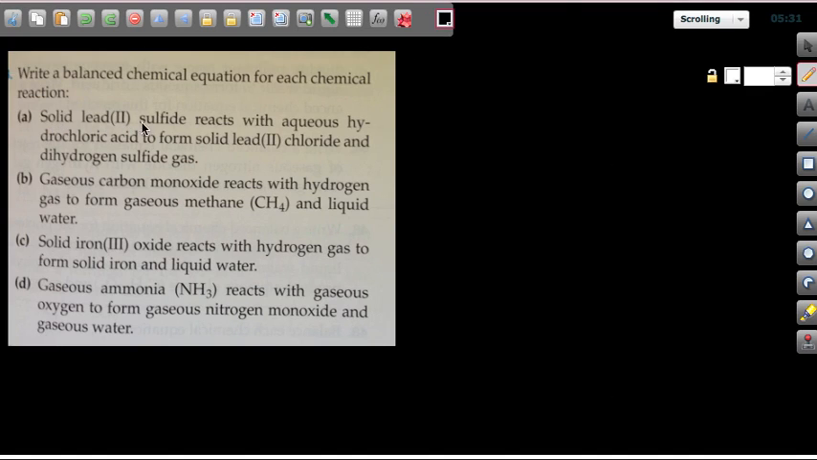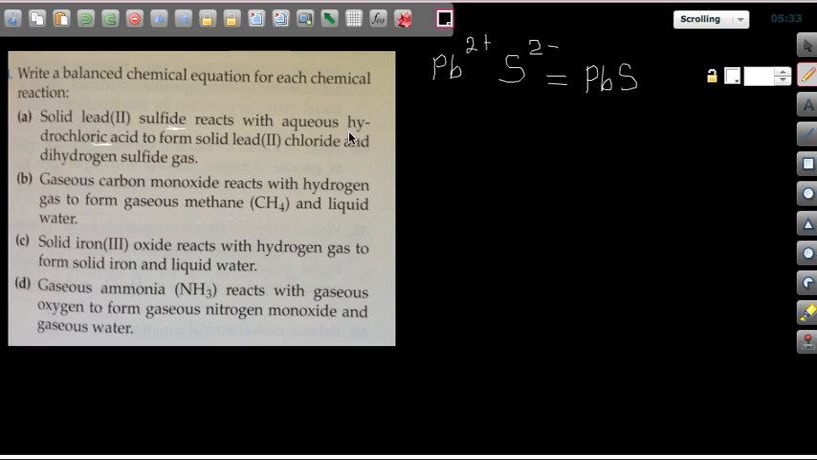Solid lead 2 sulfide. Lead is 2 plus. It ends in an "ide." Look up your periodic table. The symbol is S and it's a 2 minus group. It reacts with hydrochloric acid. Well, let's make this first. So for every one lead cation, I will only need one sulfide because they're both 2 plus and 2 minus, we'll simply neutralize it.